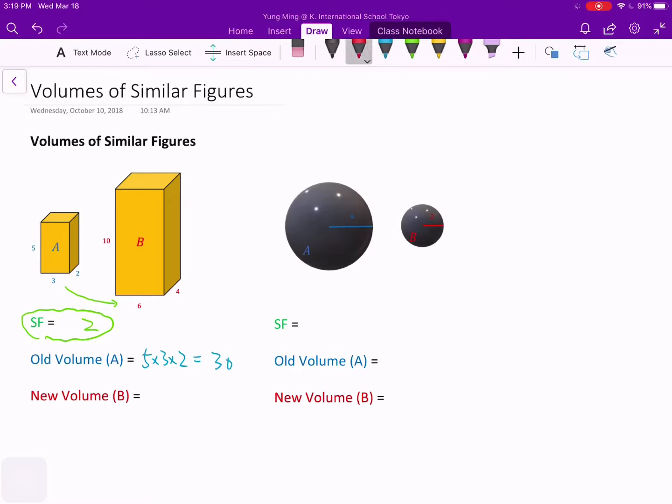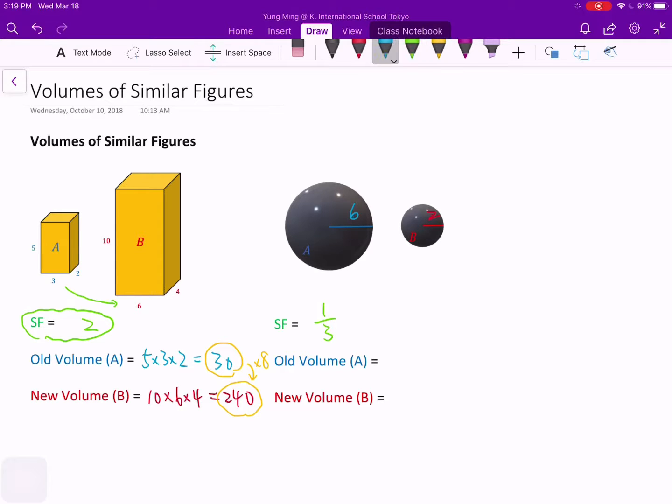For the volume of the bigger one, the red one, we're going to get 10 times 6 times 4. This is going to give us 240. And as you see, from here to here, we multiply by 8. That sounds very good. Let's look at the other one. If you go from the black ball to the red ball, by the way, this is 6, and this is equal to 2. If you're going from 6 to 2, the scale factor is equal to 1 over 3.